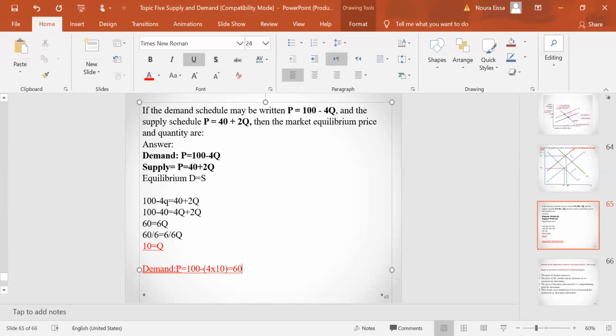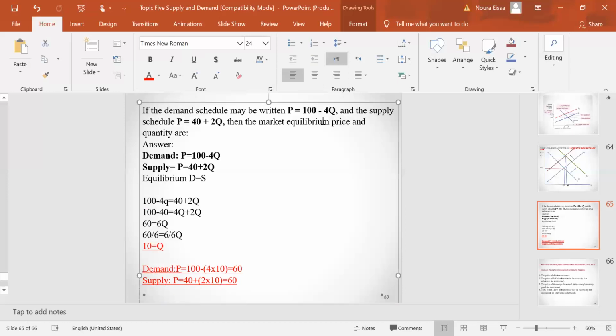If you also do it for supply, you will get the same answer. Supply: price equals 40 plus 2 multiplied by 10, 2 multiplied by 10, you get 60 as well. So you can use demand or supply, you get your answer.